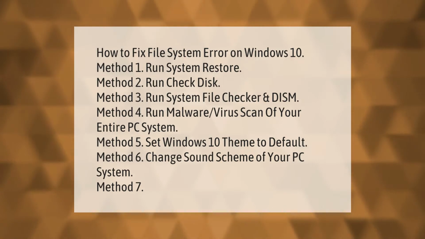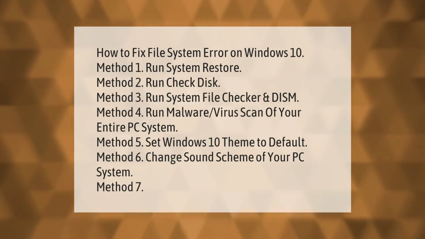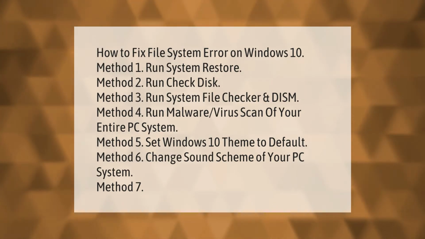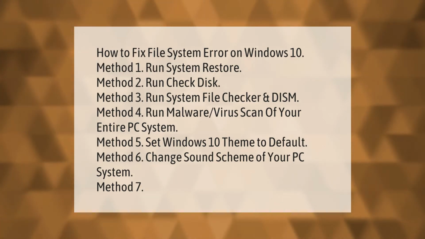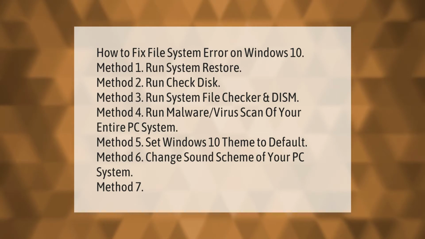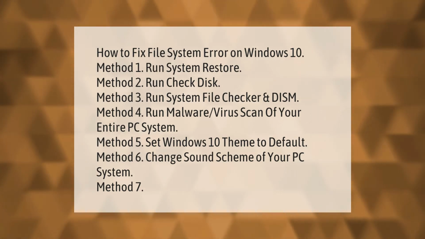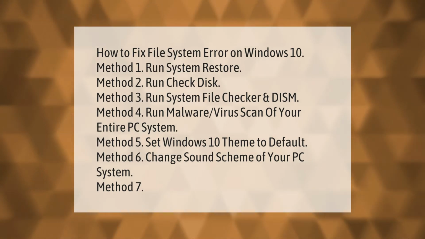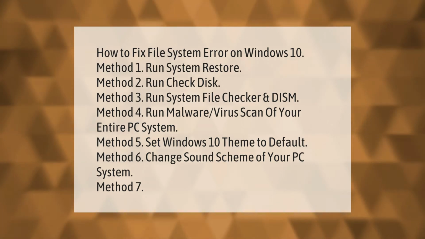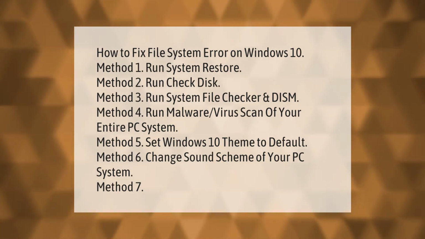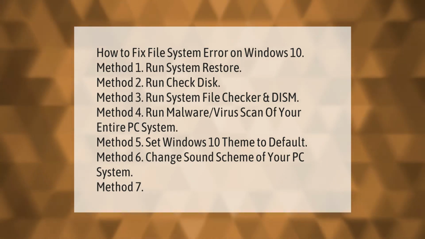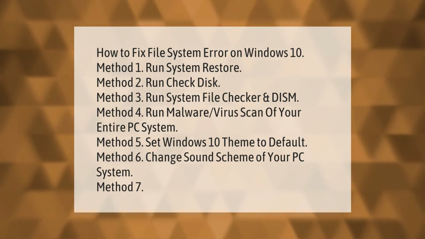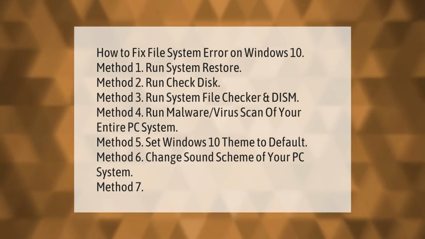How to fix file system error on Windows 10. Method 1. Run System Restore. Method 2. Run Check Disk. Method 3. Run System File Checker and DISM. Method 4. Run malware, virus scan of your entire PC system. Method 5. Set Windows 10 theme to default. Method 6. Change sound scheme of your PC system. Method 7.